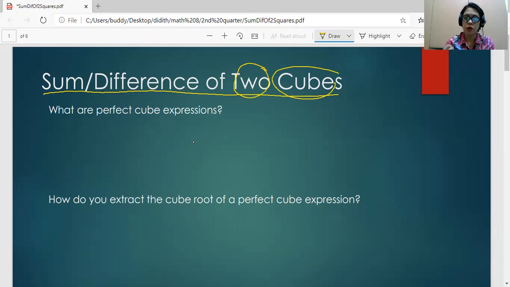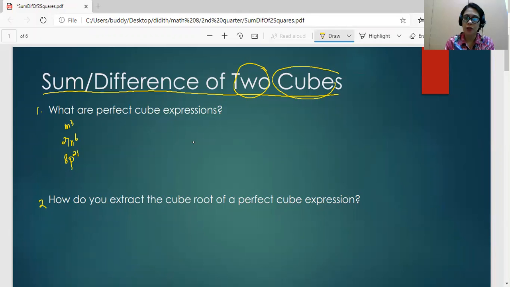Now, before we work on the factors, it's necessary that we answer these two questions. What are perfect cube expressions? If these expressions are perfect cubes, such as m cubed, 27n to the 6th, 8p to the 21st, so these are all perfect cube expressions.